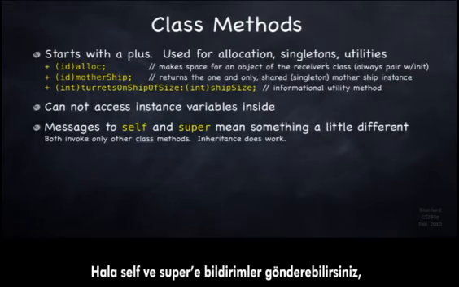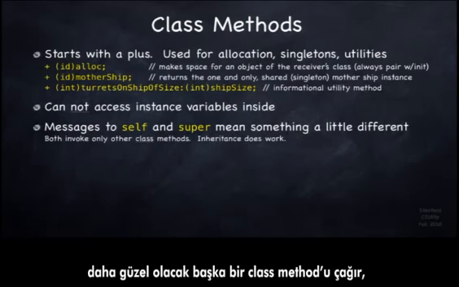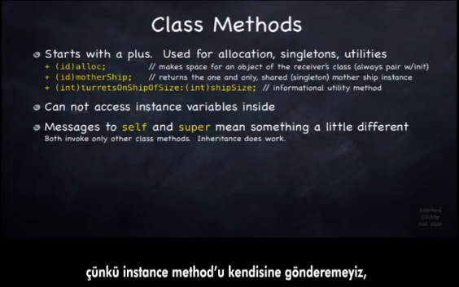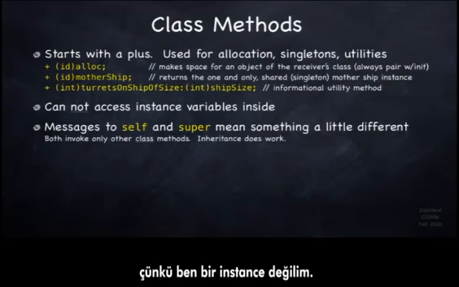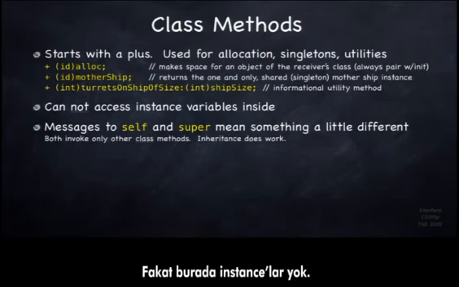You can still send messages to self and super, but it just means other class methods. So if I say inside of a class method, square bracket self, call a method, that other method better be another class method, because I can't send an instance method to self because I'm not an instance, okay? Same thing with super. I can call class methods in my super class by doing super, but there are no instances here.